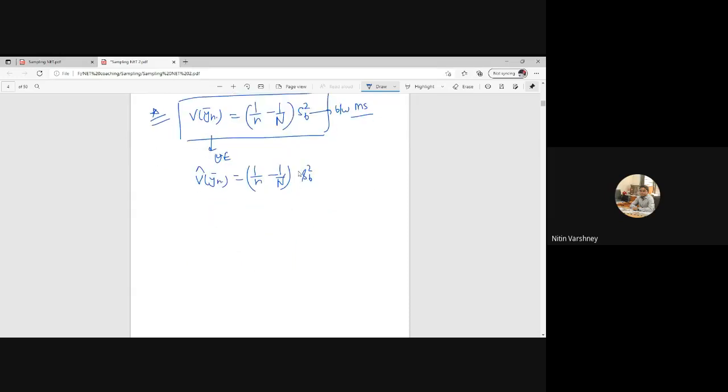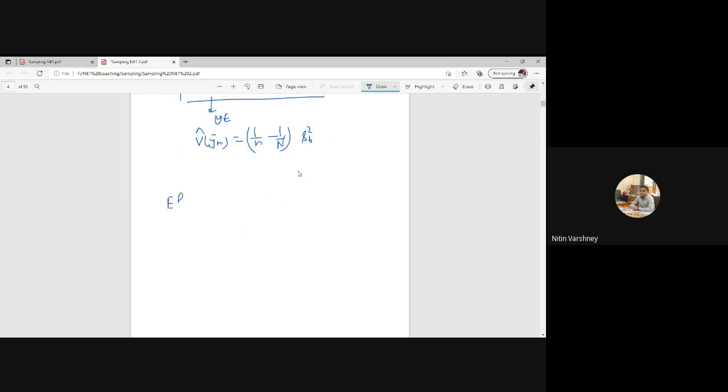Now we will see an important thing, that is the efficiency of cluster sampling as compared to SRSWOR. Efficiency of cluster sampling as compared to SRSWOR. So what is the variance of y bar in case of SRSWOR? Tell me.